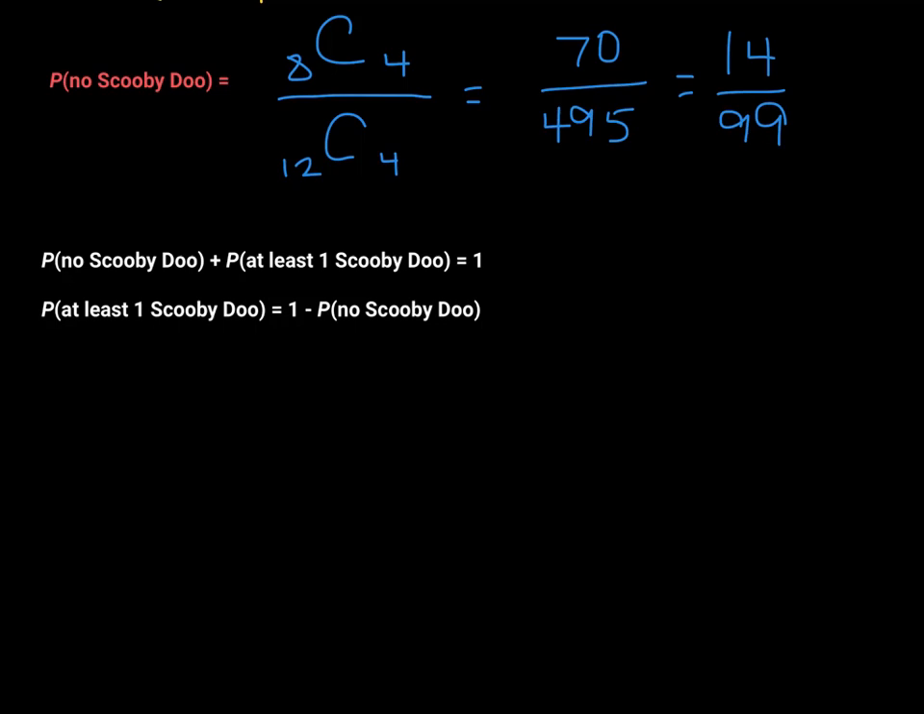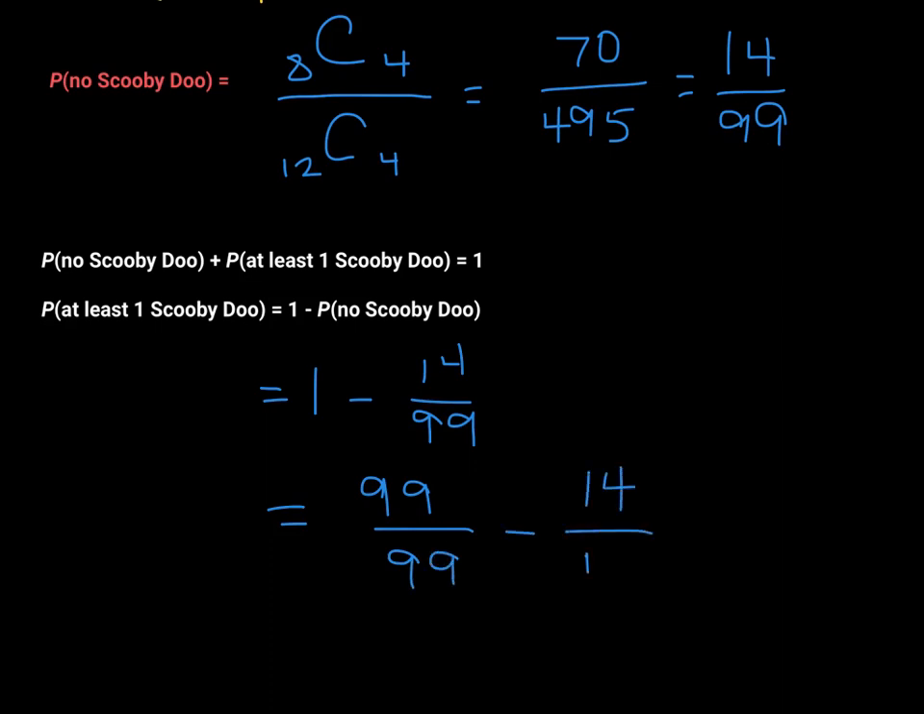So that means we have the following. Let's see if I can get it. There we go. So then this is equal to 1 minus 14 over 99. So we're using the answer that we got previously. Remember that one whole is 99 over 99. Just getting common denominators here. Minus 14 over 99.